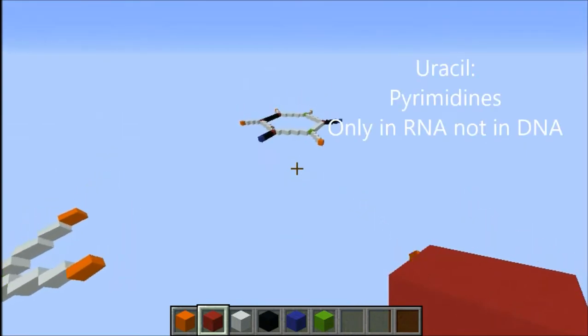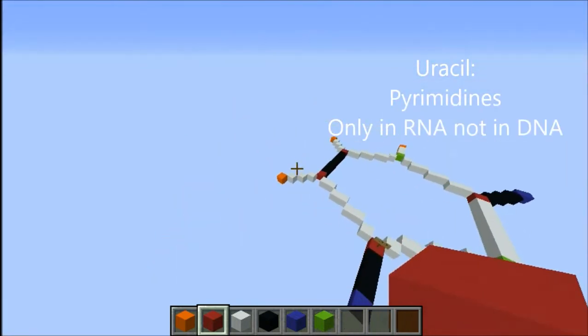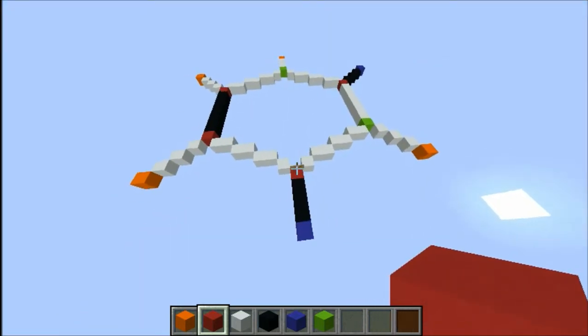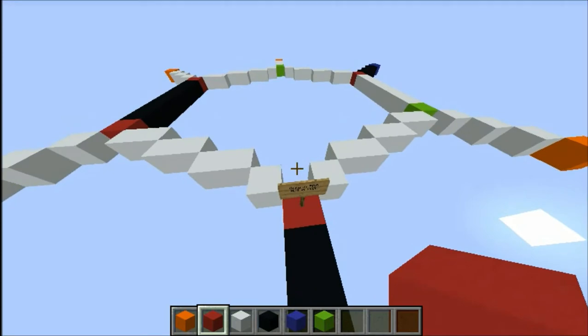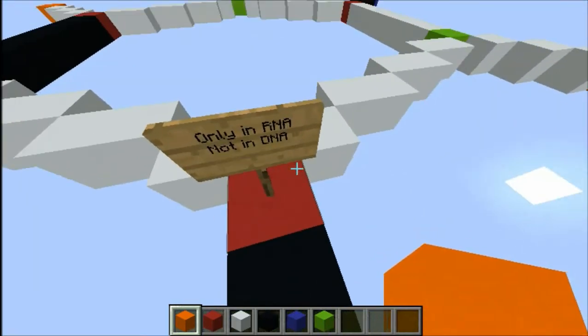Over here we have uracil. Now uracil is one of those particular ones that is only in one as well, just like thymine. It's also a pyrimidine, and it is represented as orange in our structure, and it's only found in RNA and not in DNA.